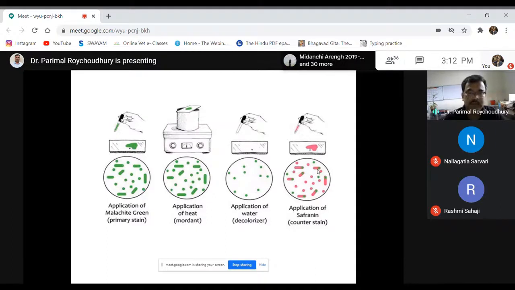Likewise, different types of staining are performed to visualize and diagnose bacterial diseases. In today's class, I have covered this part. In the next class, we'll go for the other part, like sterilization, disinfection, and preparation of media, etc. Up to this point only, we'll consider the staining class.